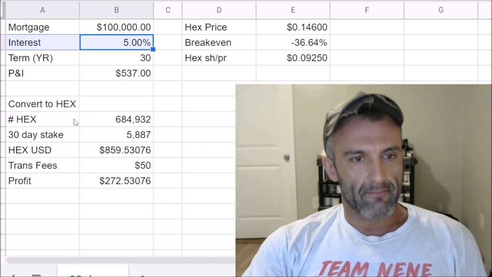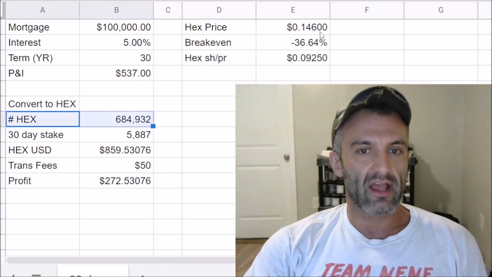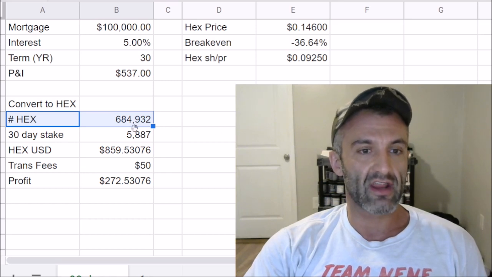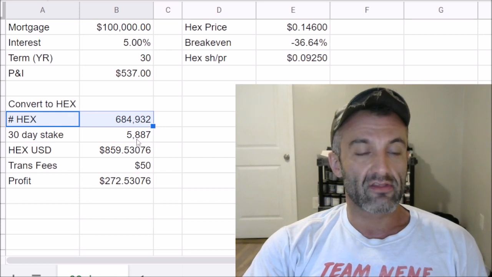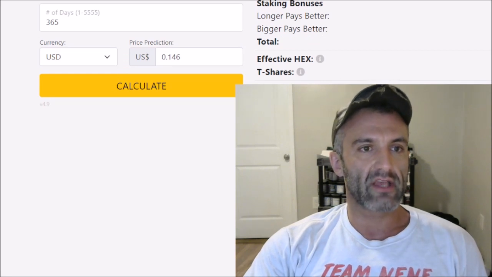So in this example, if we take 100,000 and convert it to HEX at 0.146, that comes out to be about 684,000 HEX, right? That staked at 30 days gives us about, and I use the calculator here, hexcalc.net.